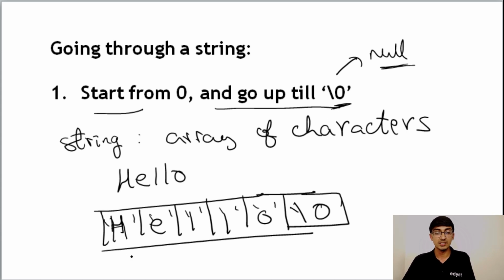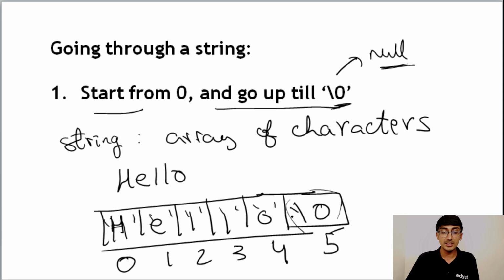What basically it says is, just revising your array concepts, arrays start from 0. So 0, 1, 2, 3, 4. So we have 5 characters totally, starting from 0 going up to 4. The 6th element will be null. That's what we have over here. So the moment we have a null character, we know we've reached the end of the string. Why is this important? Because we are going to use a for loop.